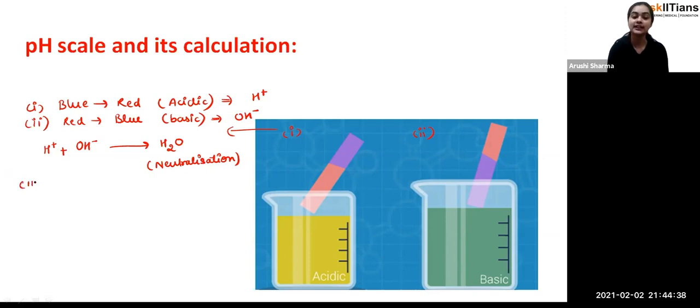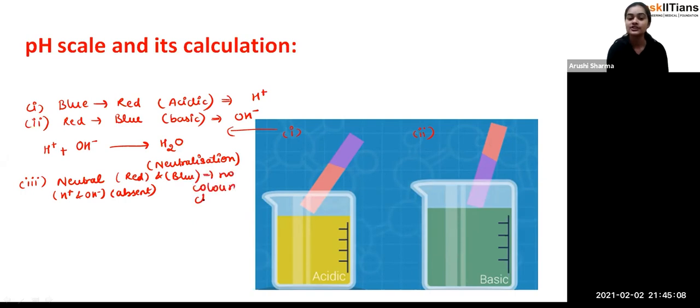And there is another condition also, when there is a neutral solution. That means it has neither H ions nor OH negative ions. These two are absent. Not exactly absent, it's not that they are not there, it's just that they are neutralized with each other. So in that condition, whether you use red litmus or blue litmus paper, there will be no color change, and that's how you will come to know whether the solution is neutral, acidic, or basic.